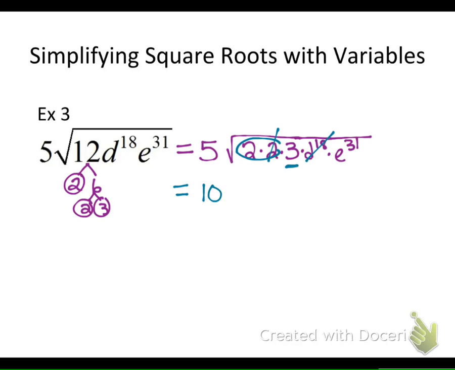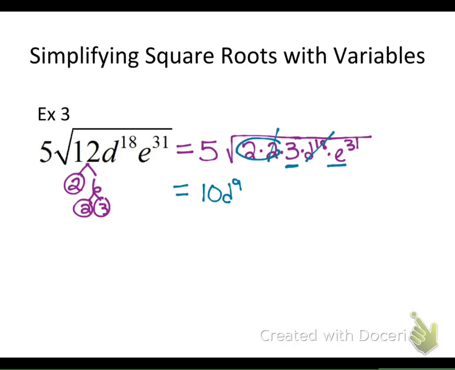So my coefficient is going to be D to the 9, because half of 18 divided by 2 is 9. Now, I come to E to the 31st. 31 is an odd number. So I know I'm going to have one E left because it's odd. I'm going to underline that E because that one E is going to be left.